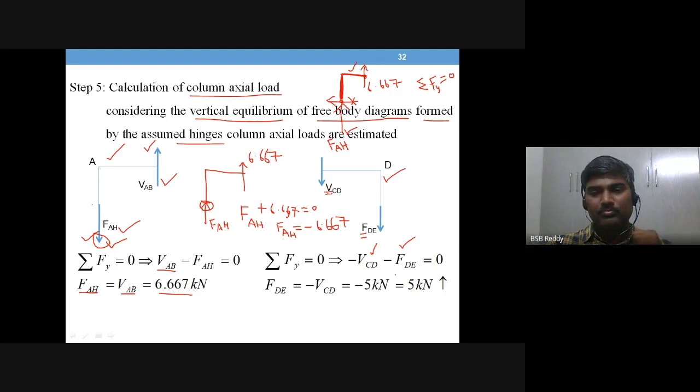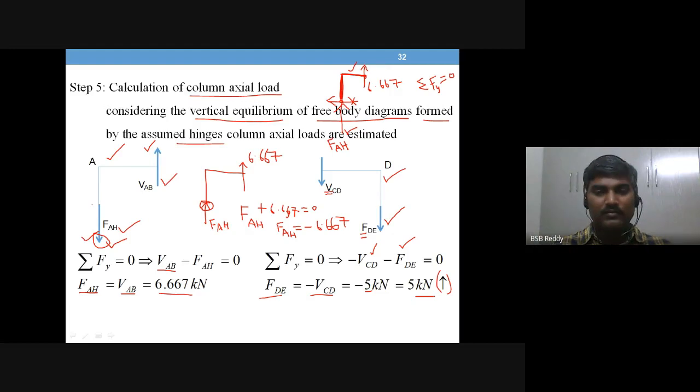Okay, right. So FDE is equal to minus VCD. So VCD value is 5, so it is minus 5. Hence, I mentioned this as upward. Though I assumed it as downward, I mentioned this as upward. Got it? That's how you have to solve this.